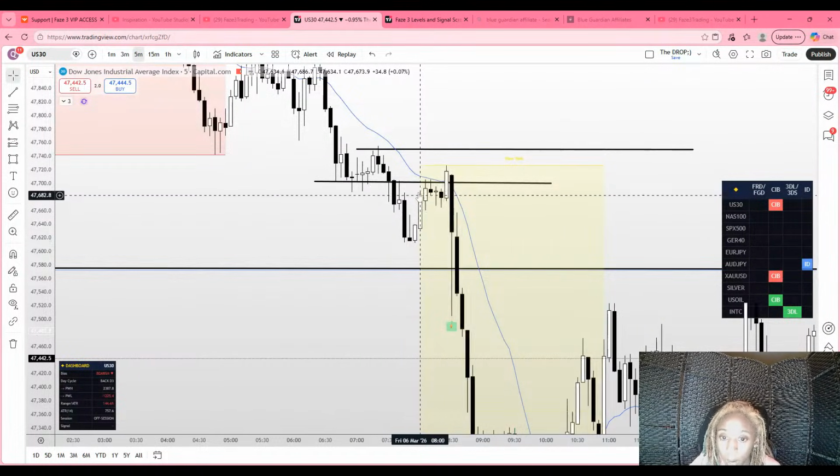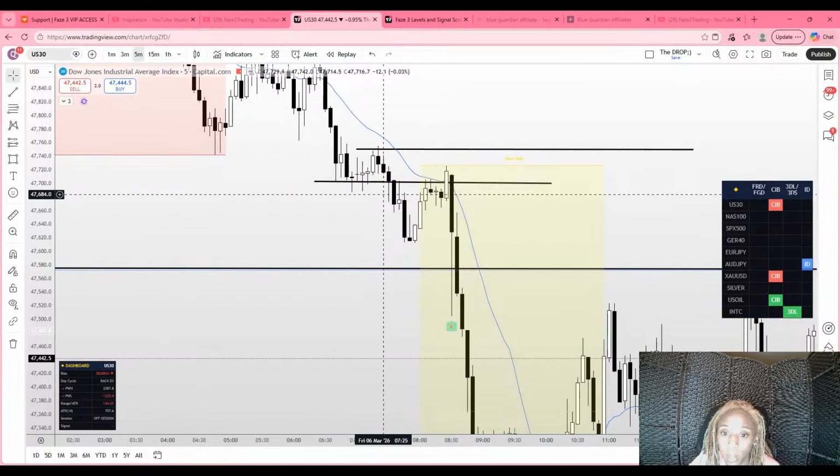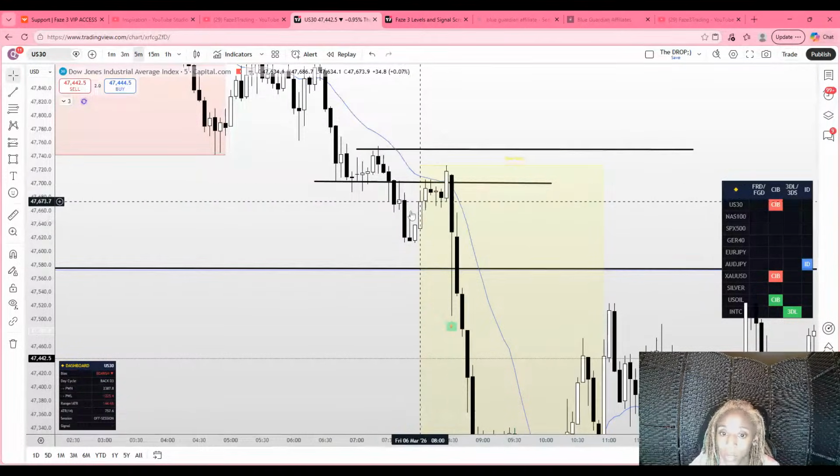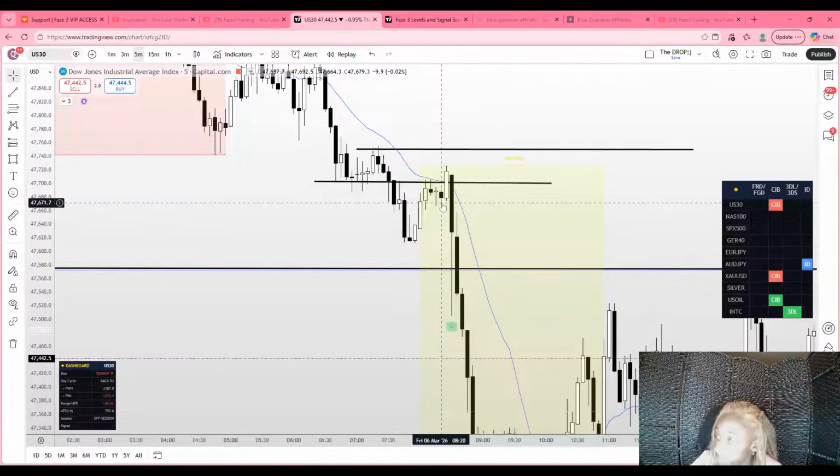Lower low, pump, coil. Look where we're testing. We're making this support resistance. So as we make the lower low, we pump back up, we coil, right? And then we dump. This is like a mini trap and shift.